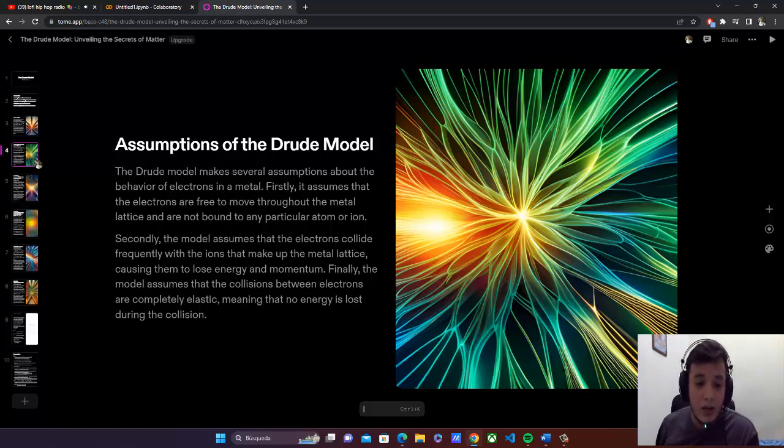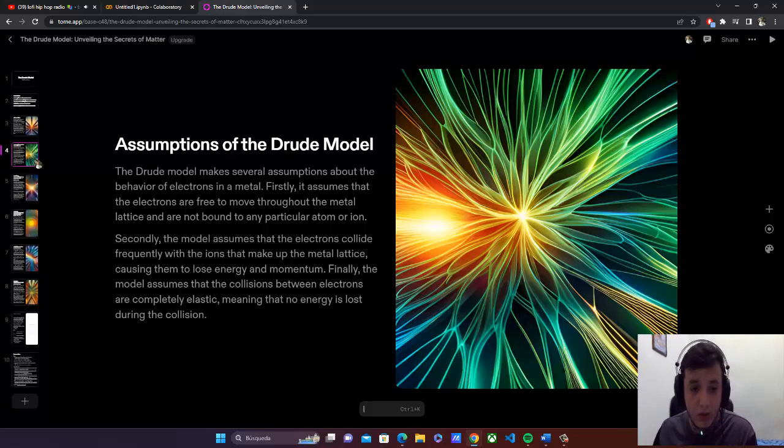Thermal equilibrium. The Drude model assumes that electrons are in thermal equilibrium with their surroundings. This means that the velocity distribution of the electrons follows the Maxwell-Boltzmann distribution corresponding to the temperature of the material.